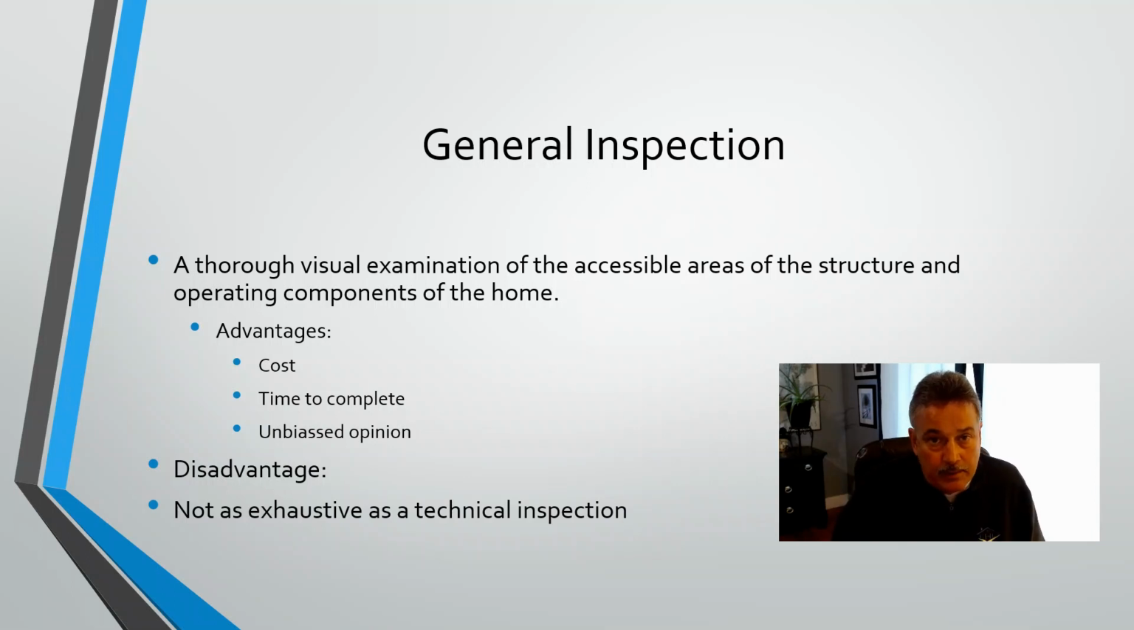A general inspection is a thorough visual examination of the accessible areas of the structure and operating components of the home. The advantages of a general inspection is the low cost. You're only going to be there 2.5, 3 hours. Then you have some report time. So say 5 hours total. So it's a lot less expensive than going with a technical inspection. The time to complete, again, quick, unbiased opinion. We're not getting into the weeds and saying the heating system needs a motor or a motherboard or what have you. We're just turning it on and it's working or not working. So that's pretty much what a general inspection does. The disadvantages, of course, is that it's not as exhaustive as a technical inspection.